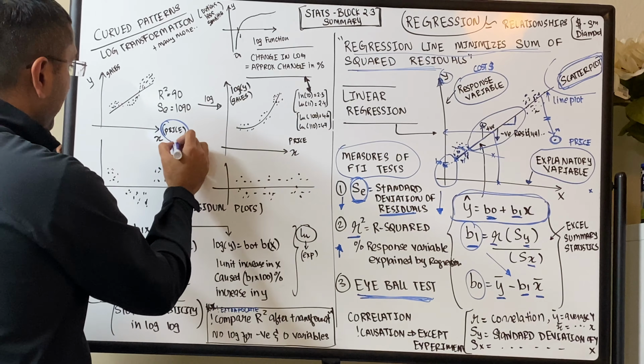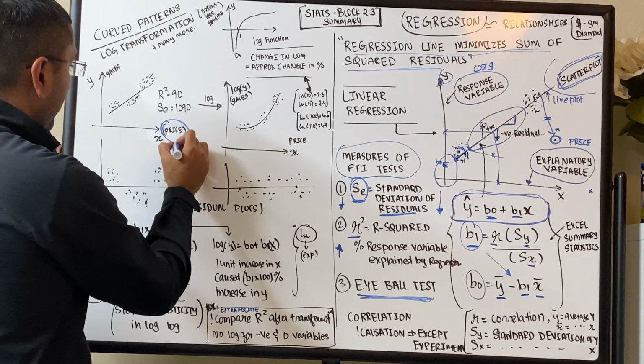And log of 11 is 2.4, right? So a 10% increase from 10 to 11 has a 0.1 change. Similarly, log of 100 is 4.6, log of 110 is 4.7. So 0.1 change, again, for a 10% increase, right? So as you can see, log represents approximate change in percentages.